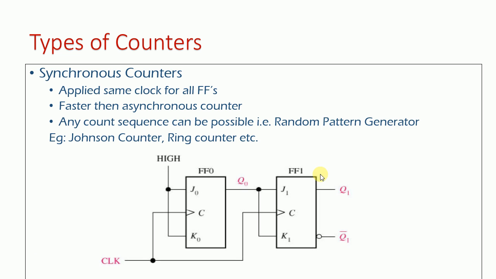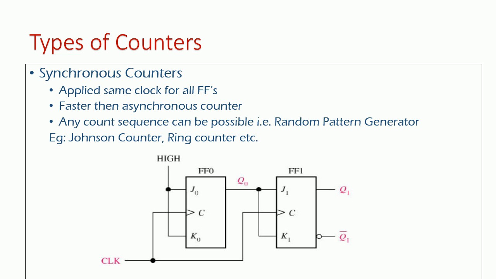Here you can see in this example we are using two flip-flops, flip-flop 0 and flip-flop 1. Both the flip-flops are applied with the same clock. So as soon as you give the input, as soon as the clock comes in, both the flip-flops will start executing the output. So there is no delay in getting the output.